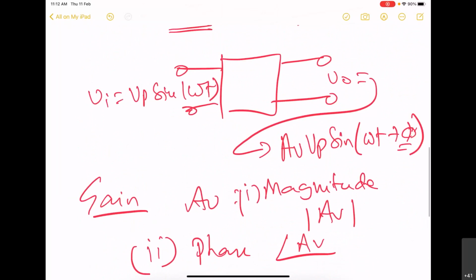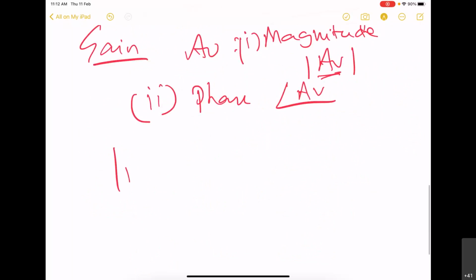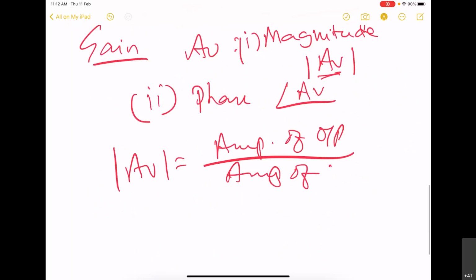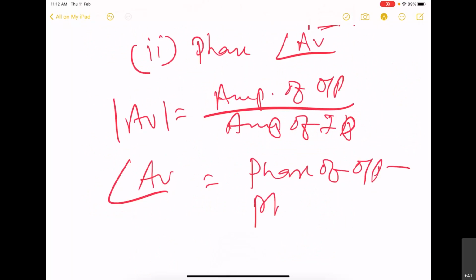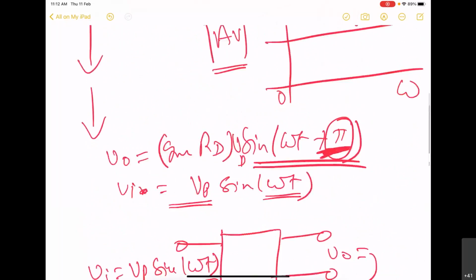How do we define the magnitude of this AV? This magnitude of AV is actually the ratio of the amplitude of the output to the amplitude of the input. Now how will phase be defined? Phase of this AV will be phase of output minus phase of input.